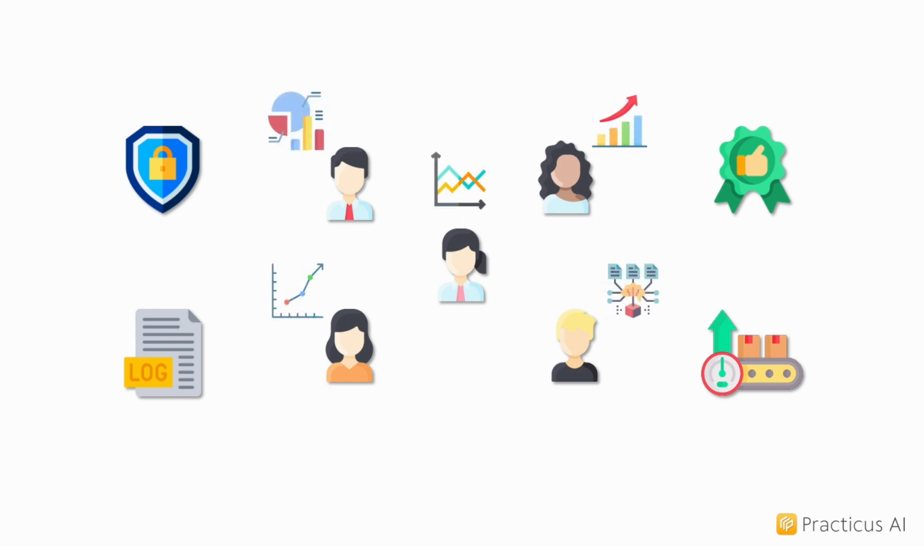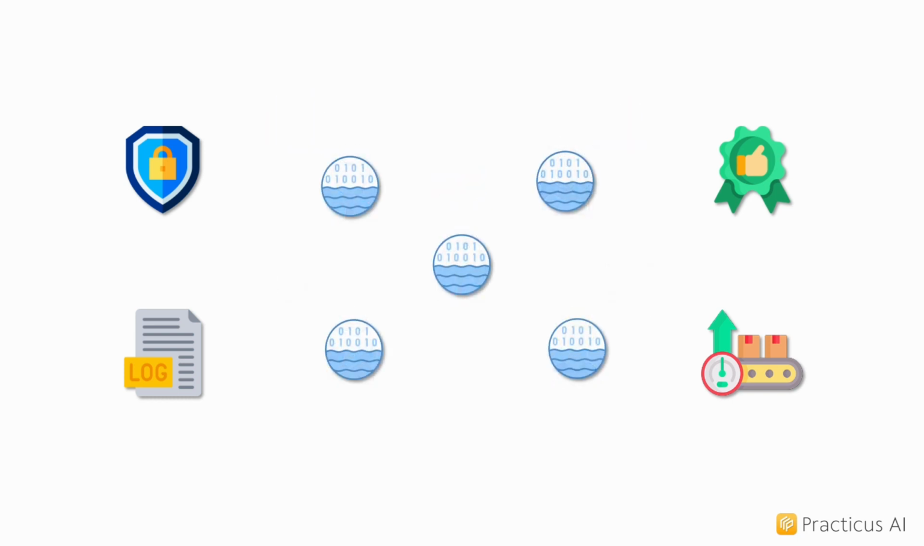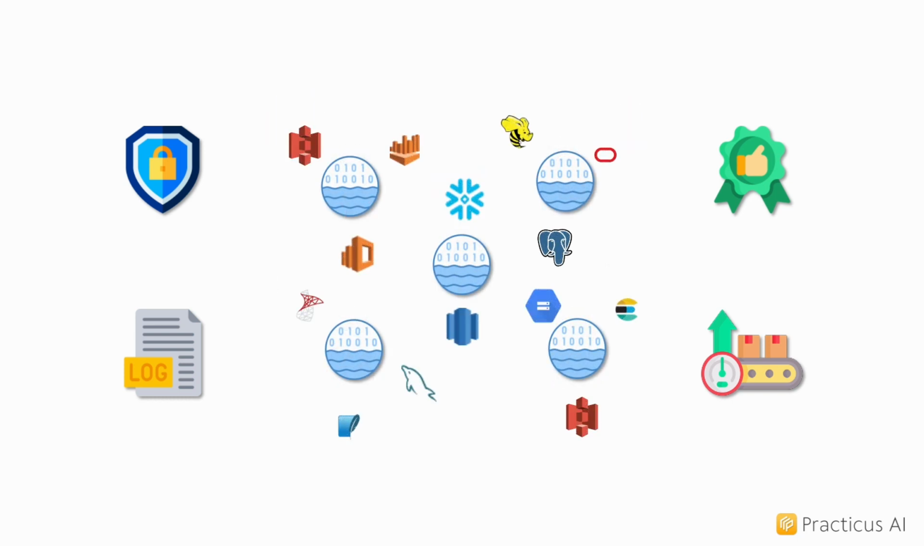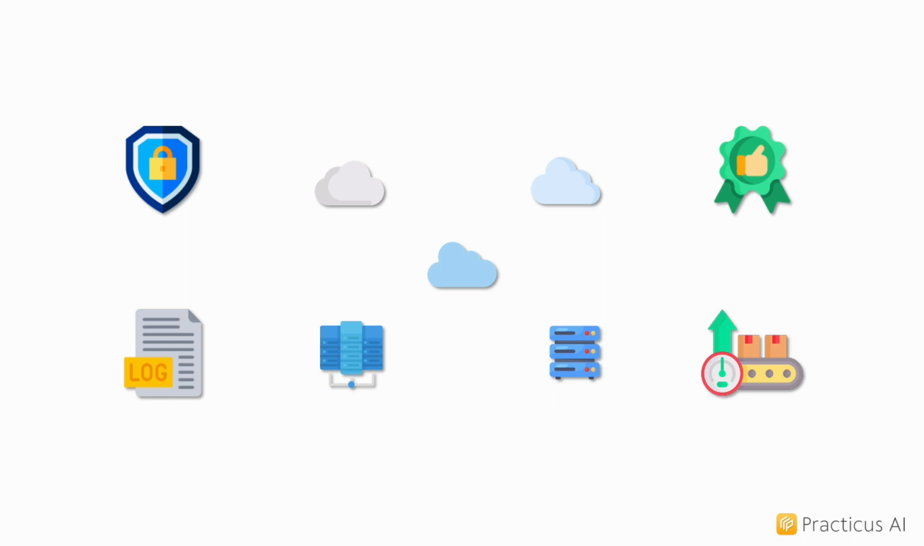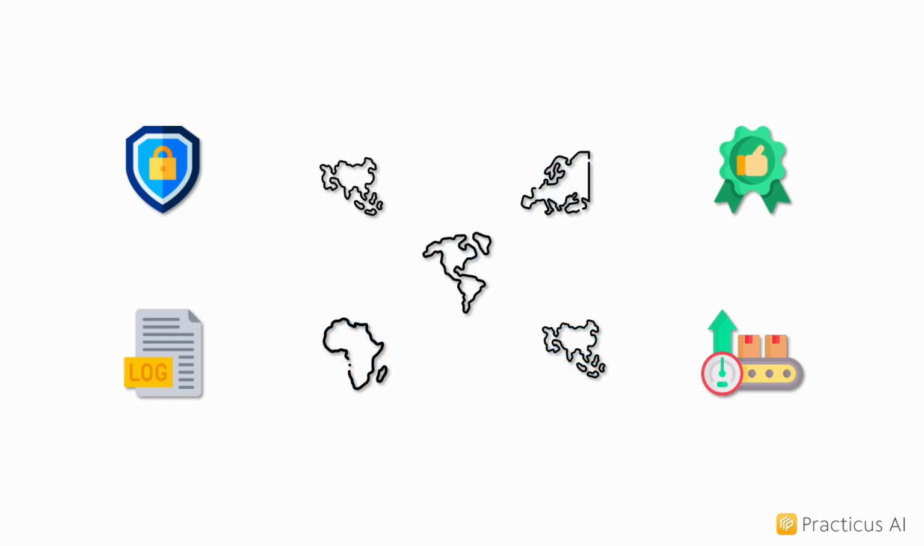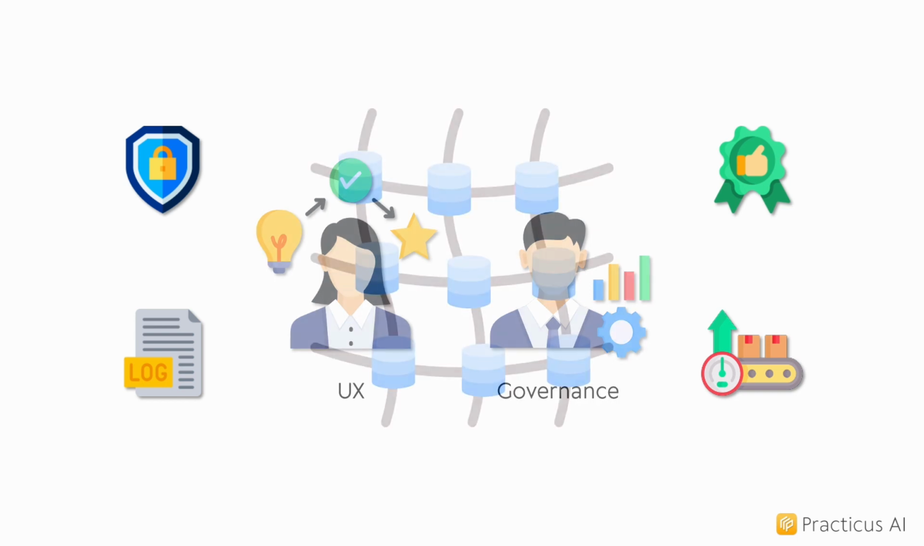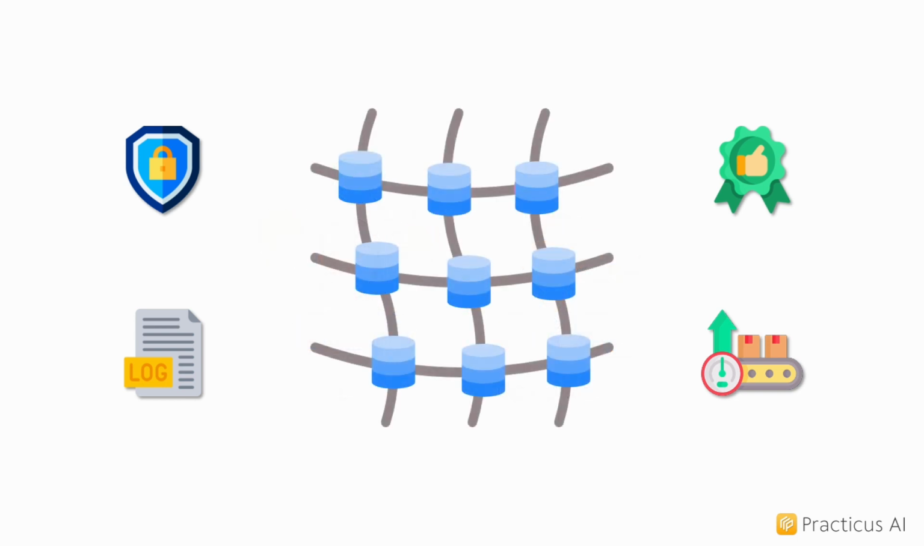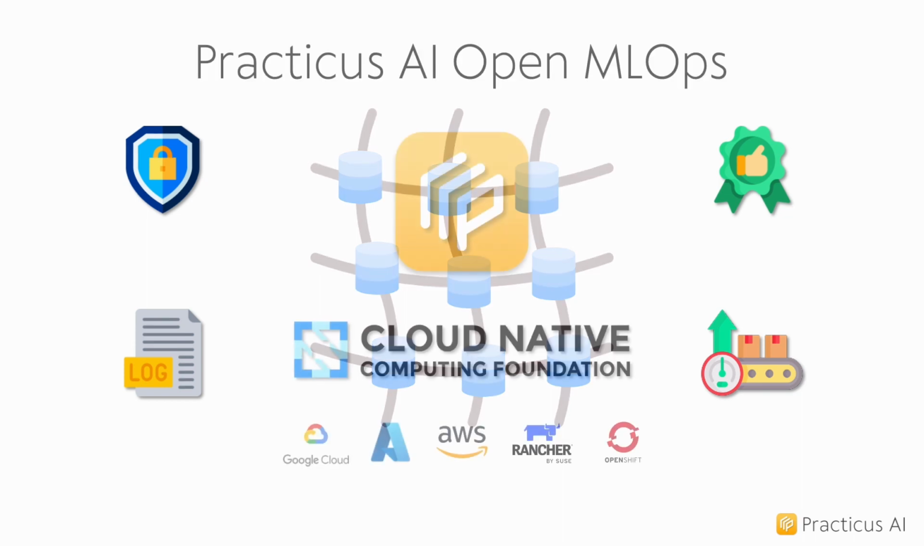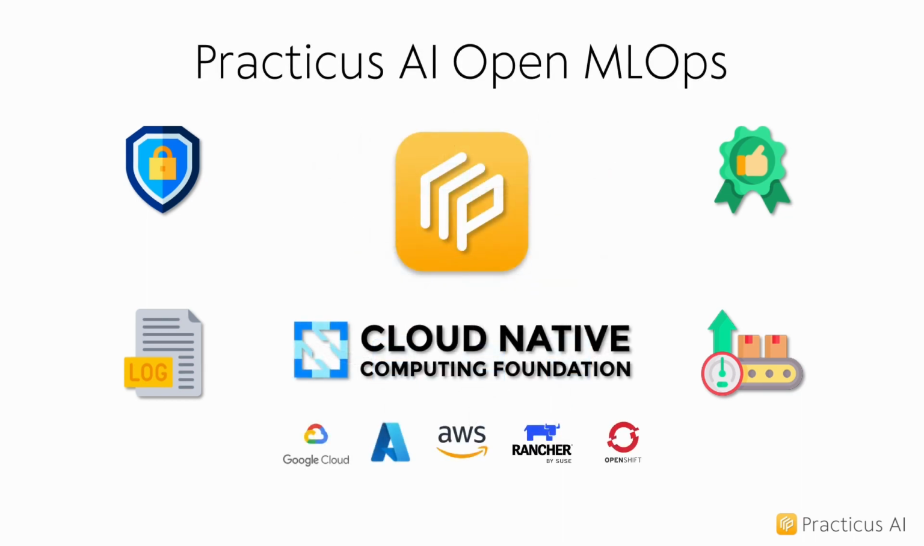It is also very common to utilize multiple data lakes with different data sources, hosted on multiple clouds and on-prem, and potentially in different geographies. In order to provide a unified user experience and federated governance, modern data mesh architectures are becoming popular. Practicus AI helps you with all these requirements by only using open-source cloud-native technology, also preventing vendor lock-in.